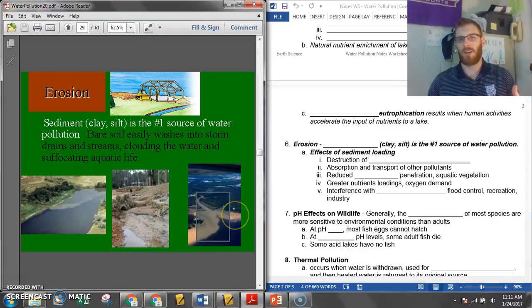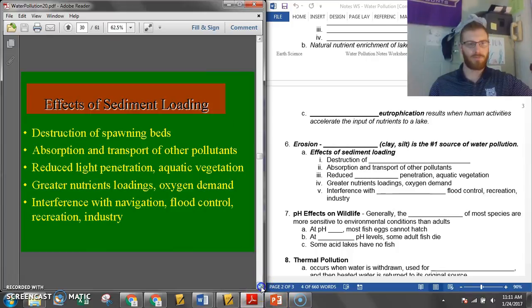That can cause the same effect as eutrophication, not necessarily the plant growth, but blocking sunlight below, which decreases the amount of dissolved oxygen due to marine plants dying underneath. And you can see the effects of sediment unloading here, and write those down.